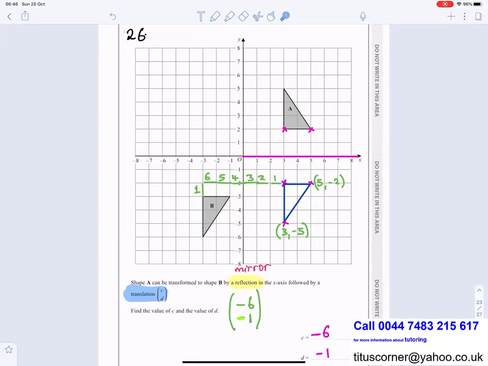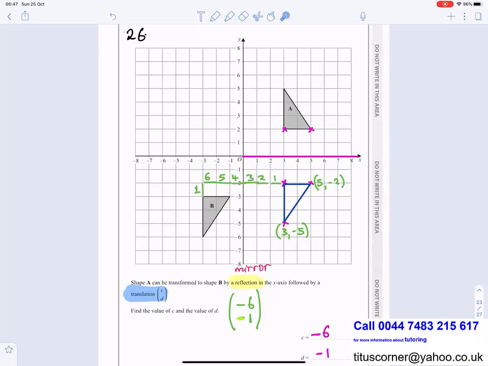So the first thing that happens to shape A is a reflection. Reflection means you must have a mirror line. When you see the word reflection, you look for the mirror line. The mirror line is this pink line. That's where you do the reflection, because they say reflection in the x-axis. The x-axis is this pink line going across.